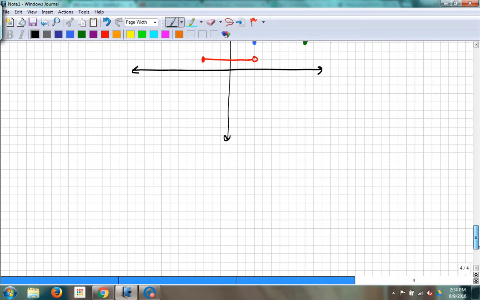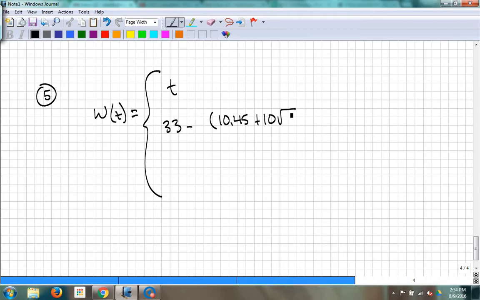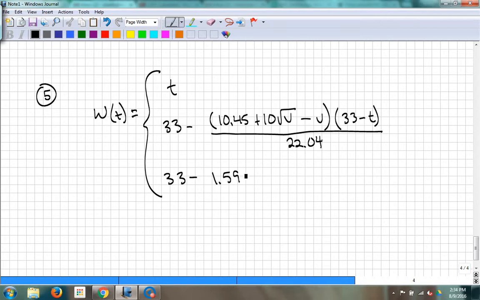When you look at number 5 on the handout that you've got, you have this function W of T, and then you have all these pieces. You have 33 minus (10.45 plus 10 radical V minus V) times (33 minus T), all that part divided by 22.04. And then you have another piece, 33 minus 1.5958 times (33 minus T).